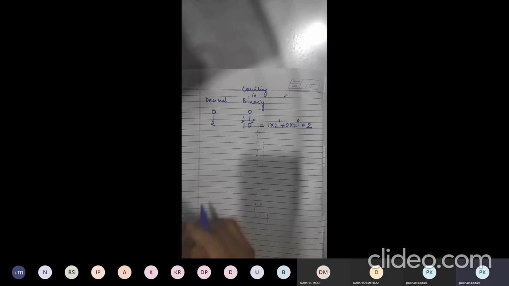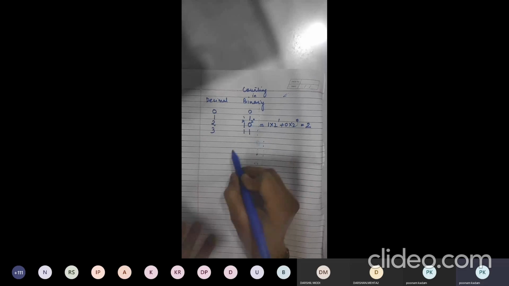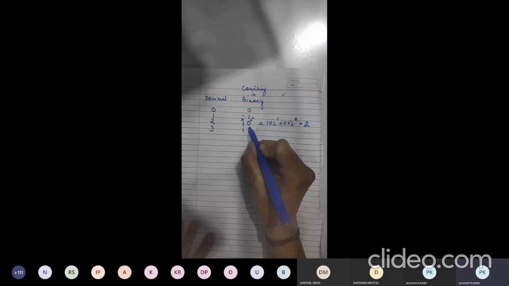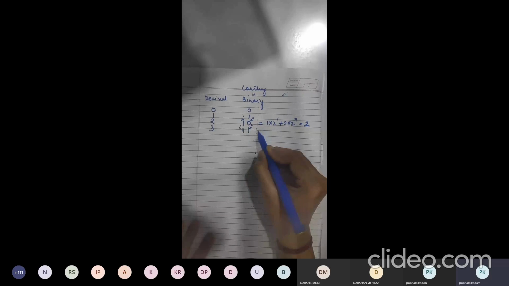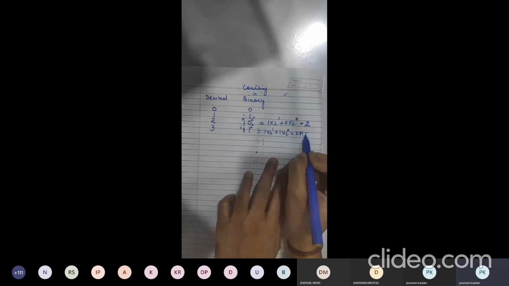Now, 3 in binary is represented by adding 1 to the previous number. So when you add 1 to this 0, it becomes 1. So 11. You can verify this also. The weight of the LSB is 2 raised to 0. The weight of the MSB is 2 raised to 1. So you get 1 into 2 raised to 1 plus 1 into 2 raised to 0, which is 2 plus 1 equal to 3. Right?